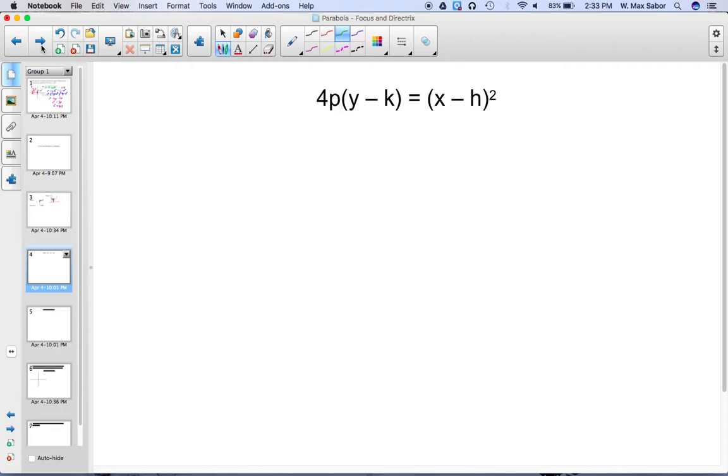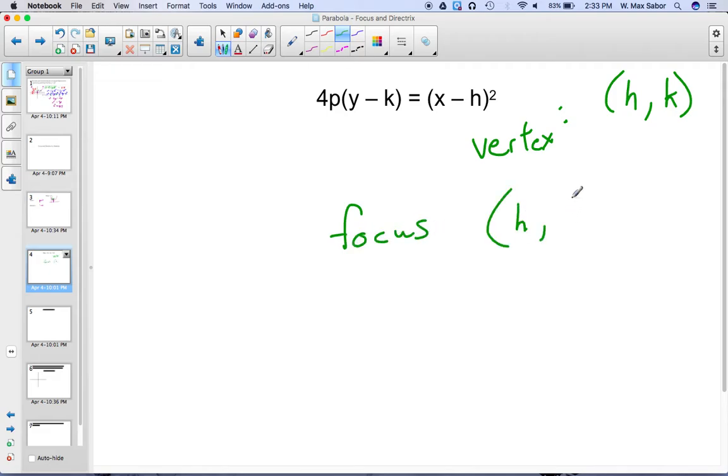If we take that equation and shift it right by h and up by k, all we're doing is switching y for y minus k and x for x minus h. So now this has a vertex at (h, k). The focus is p above that, so we want to increase the y-coordinate by p, and for the directrix, we want to decrease the y-coordinate by p, so that would be y equals k minus p.